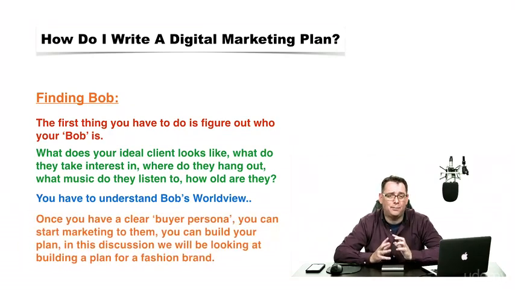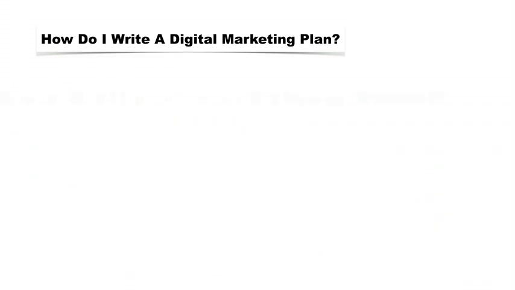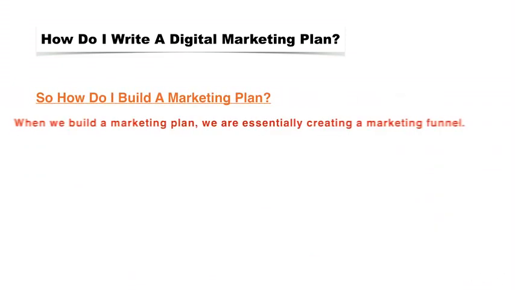Once we have a clear buyer persona, we can start marketing to them, we can build our plan, and in this discussion, we're going to be looking at building a plan for a fashion brand, for instance. So we're going to use a fashion brand, but then we can extrapolate that to any type of brand. So how do I build a marketing plan?